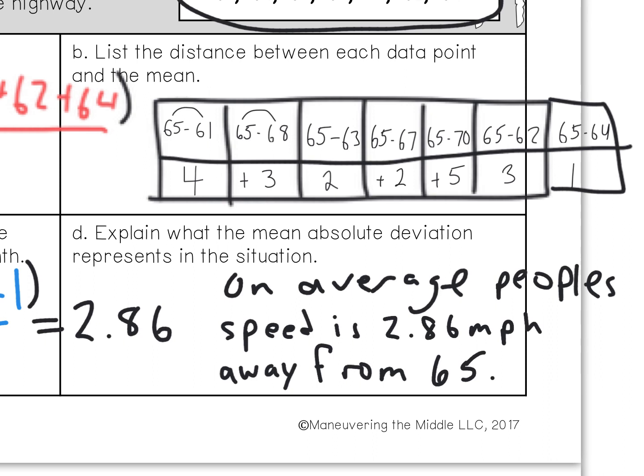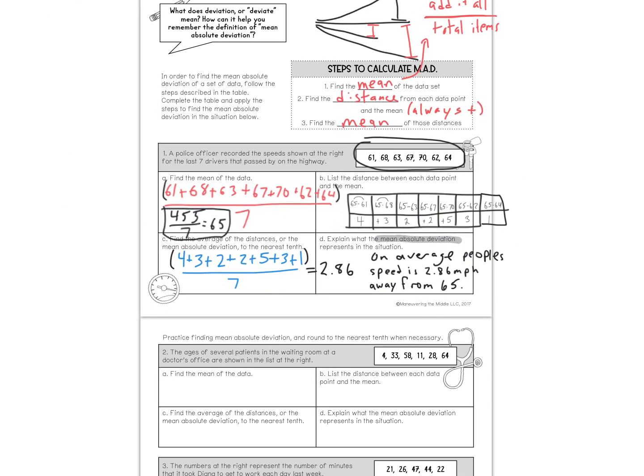So what are we really looking at? We're looking at how far away from what? 65. But what is 65? It's the what? The mean. So mean absolute deviation is really an average of how far away from the mean.